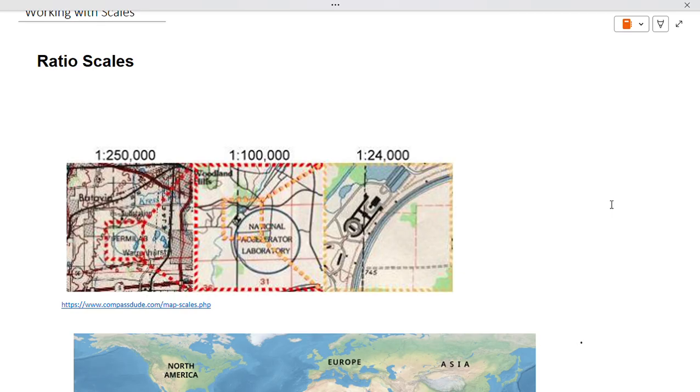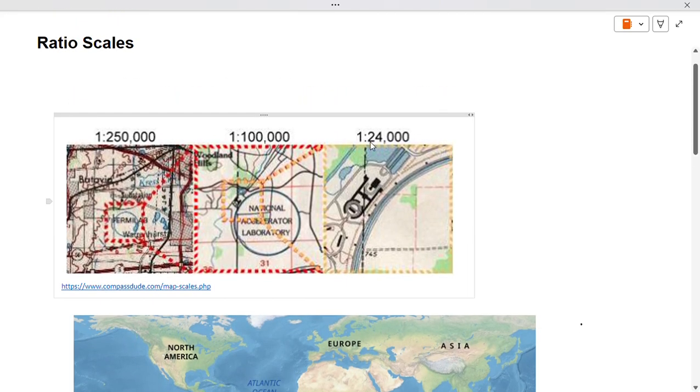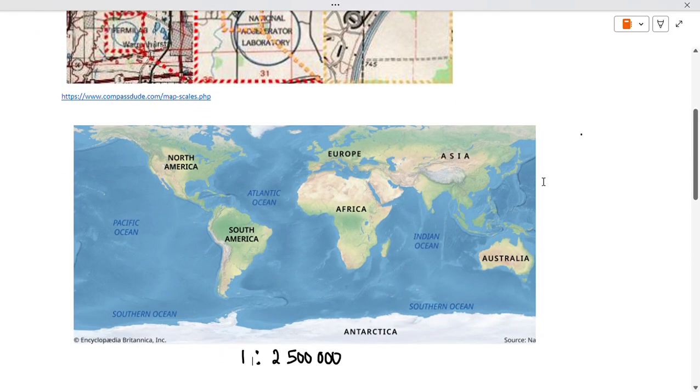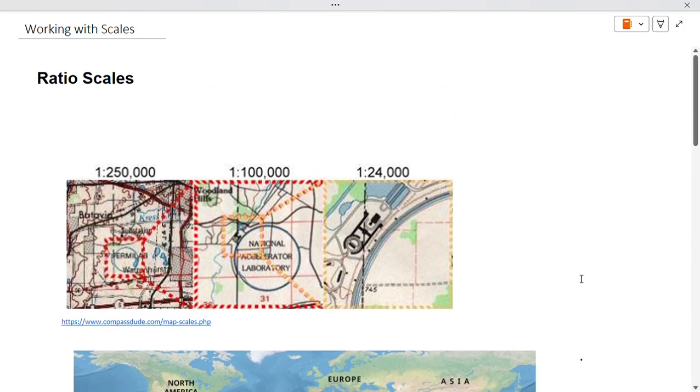So sometimes you'd be asked to match a particular scale with a particular map, and then you would look at the detail. The more detail it has, the scale would be the one which is 1 to 24,000. The less detail it has, you would match it up with the map below, which is 1 to 2,500,000.